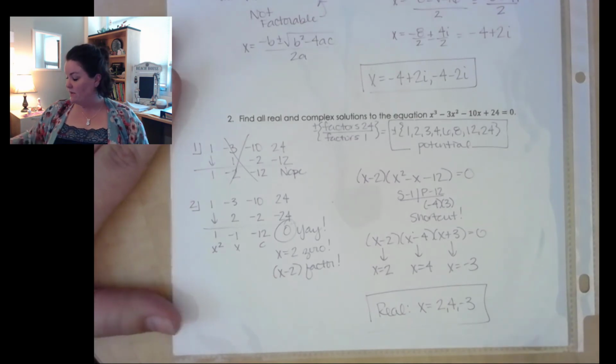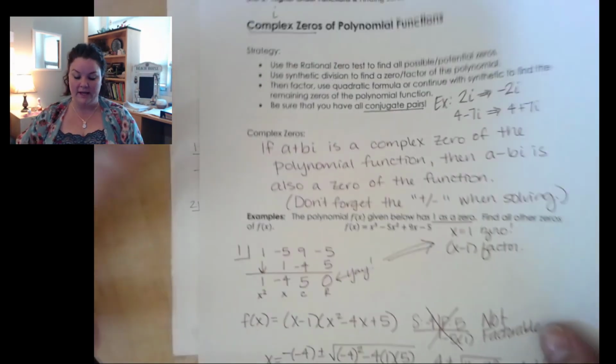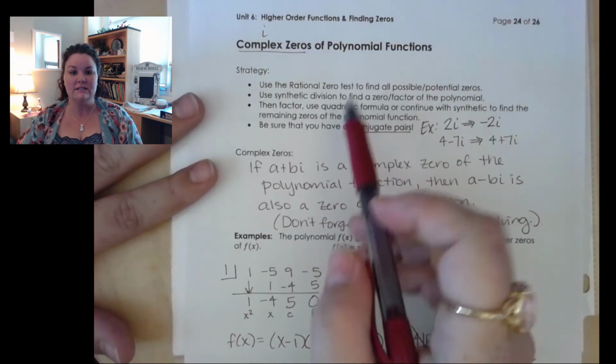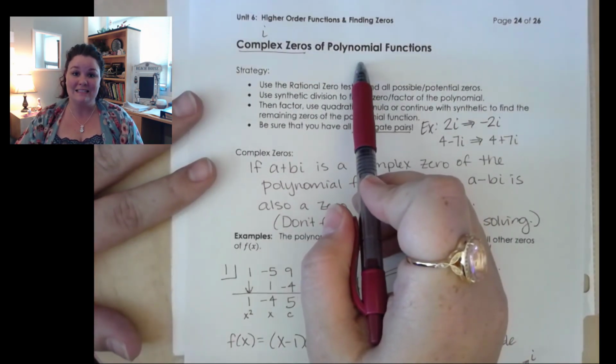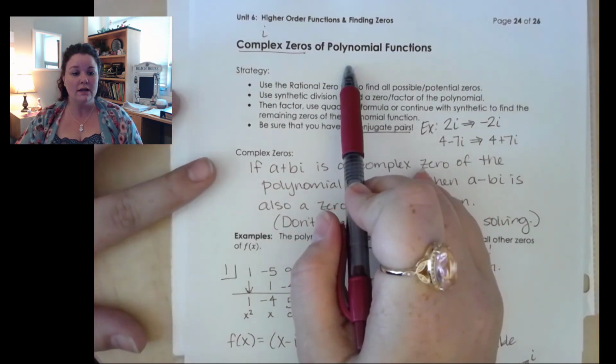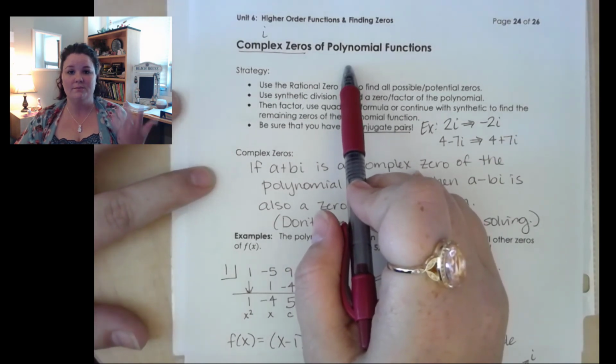Okay? All right, so that is the end of complex zeros of polynomial functions. So you should now be able to do that section on your Alton Newton homework. If you have any questions, please let me know.